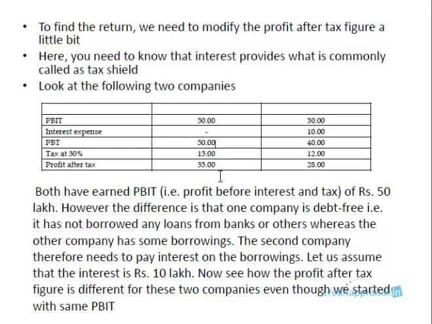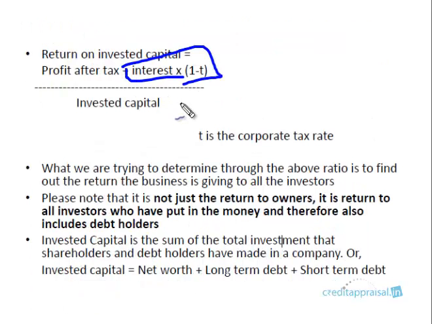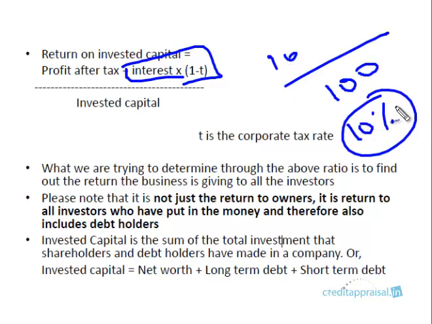See that the second term, why are we adding back this interest? Say for example, profit after tax is 10 lakhs. This invested capital is 100. But we are not saying that return on invested capital is 10%. We are saying it's something more than that. We are adding back something, interest into 1 minus T. Why are we doing that?